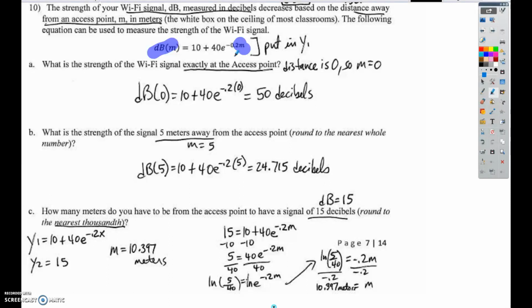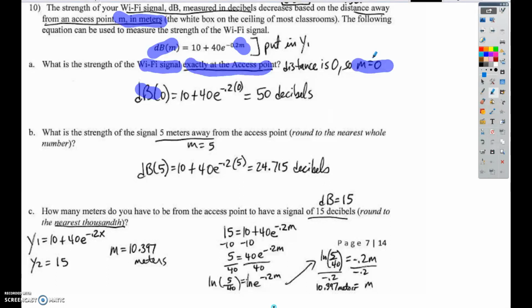So this has to do with an access point, which is where Wi-Fi signals come out of, and it wants to know how strong our Wi-Fi signal is in decibels, depending on how close in meters you are to that access point. So when it says in part A, what is the strength of the Wi-Fi signal exactly at the access point, it is telling us our meter distance is 0.